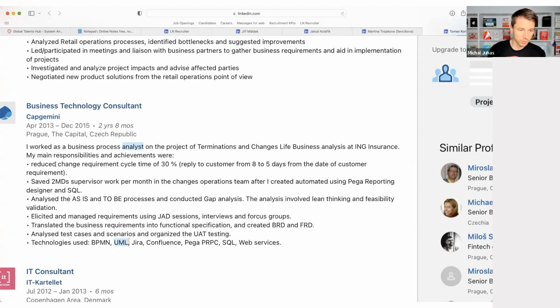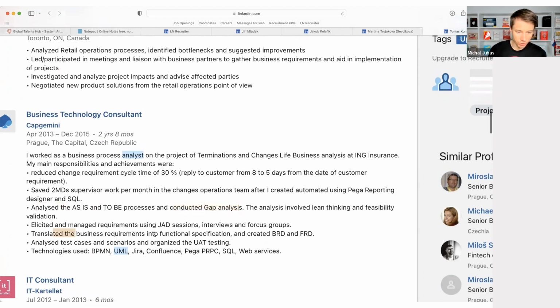He was analyzing processes, conducted gap analysis, translated business requirements into functional specification, created BRD and FRD. I'm not sure what these keywords mean. Probably business requirements document and functional requirements document.